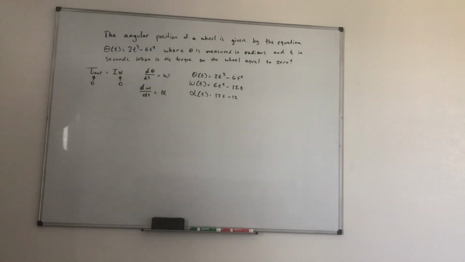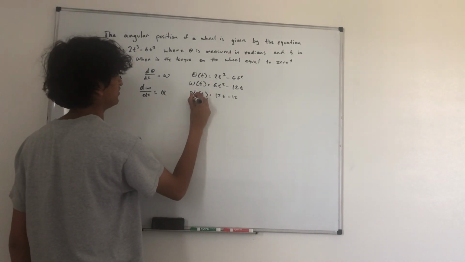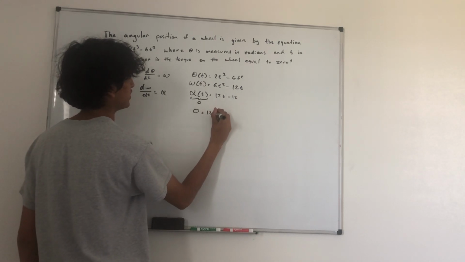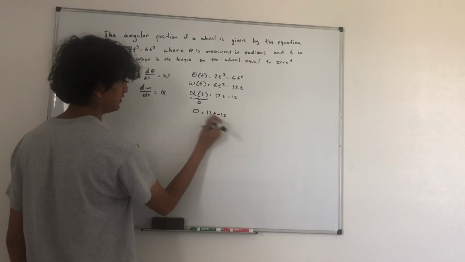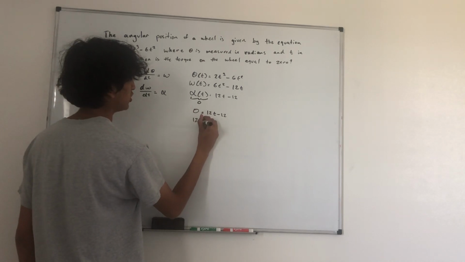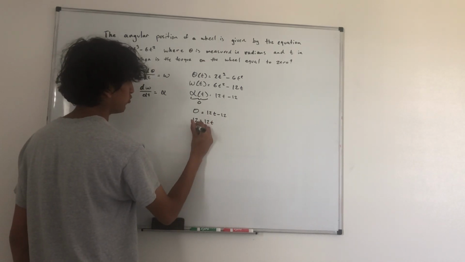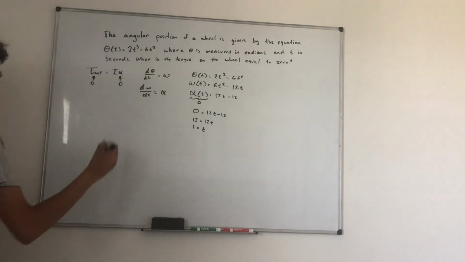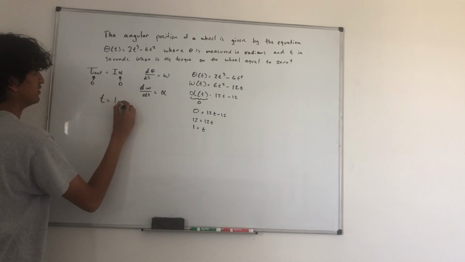We want to figure out at what time this is equal to 0. So when is 0 equal to 12t minus 12? I can just solve for t: add 12 to both sides, 12 is equal to 12t, and I get 1 is equal to t. Or at the 1 second mark, that is when the torque on our wheel is equal to 0.